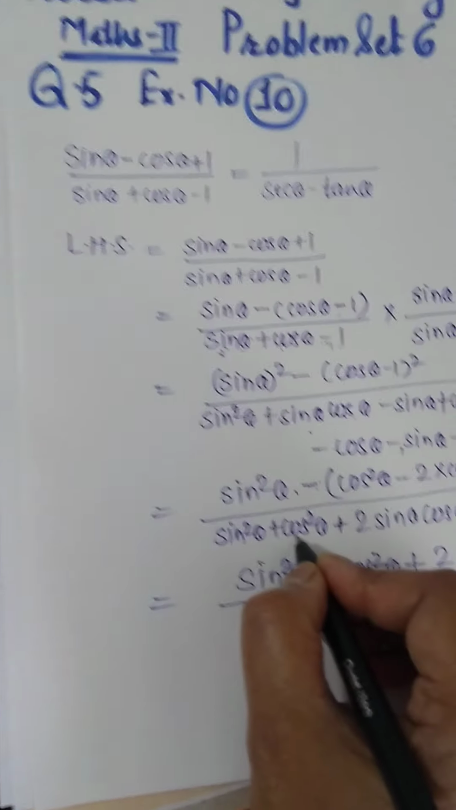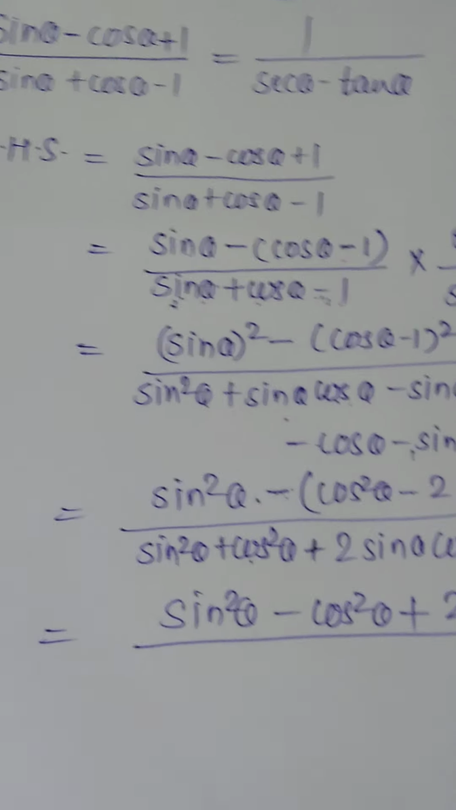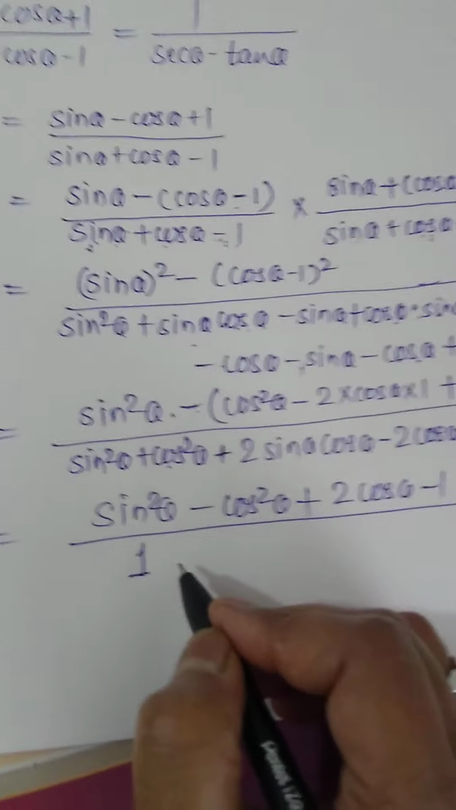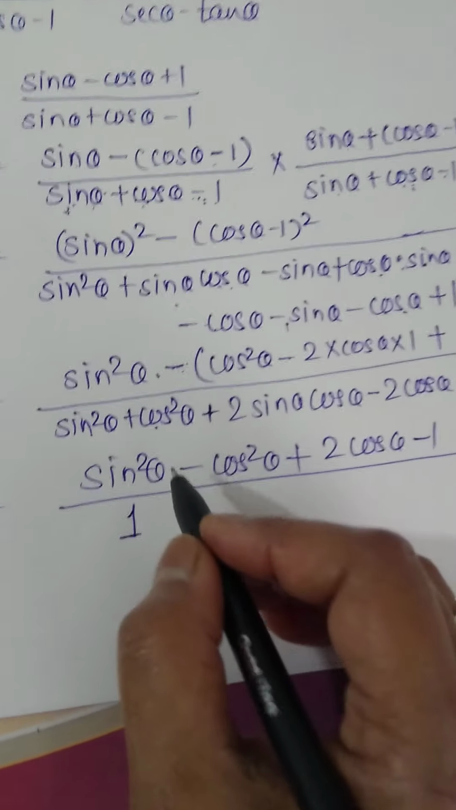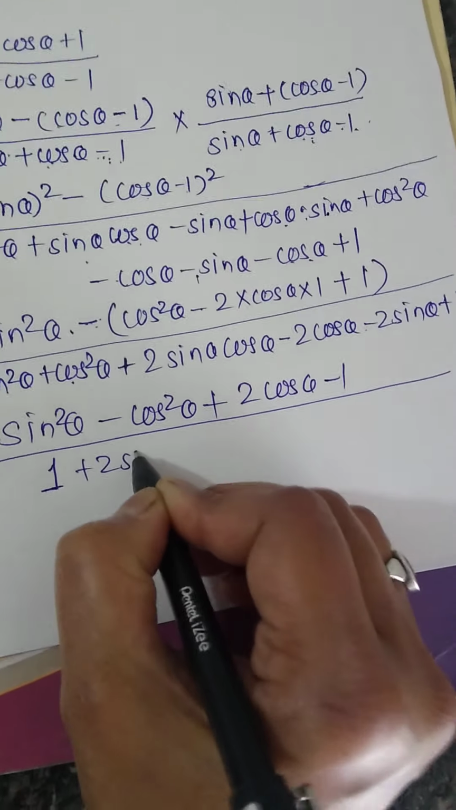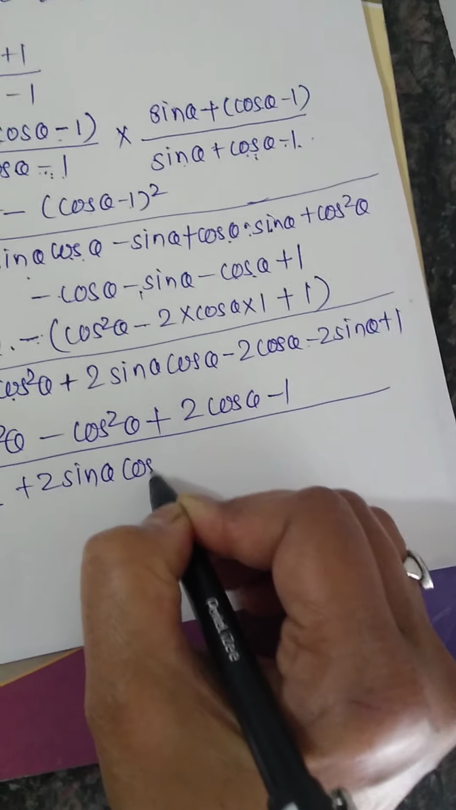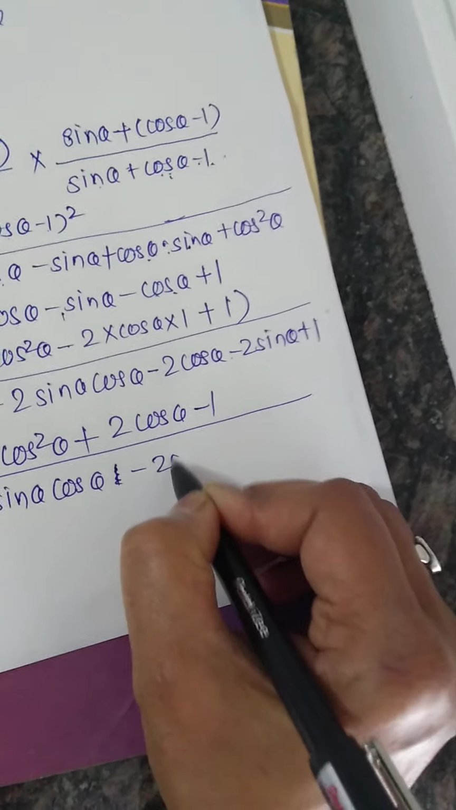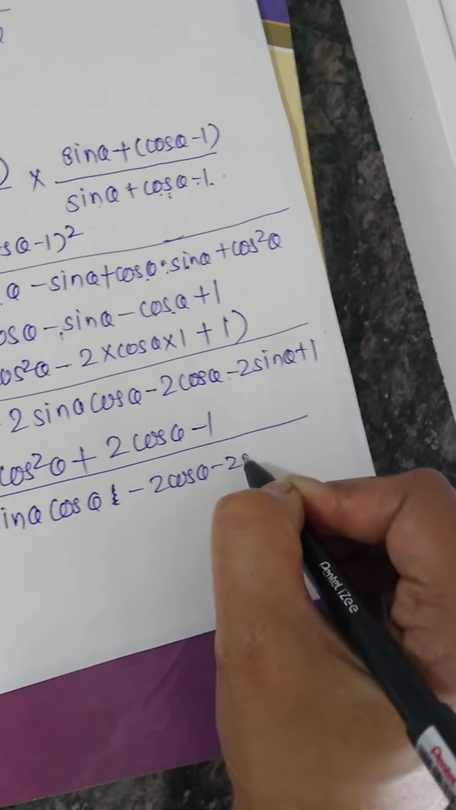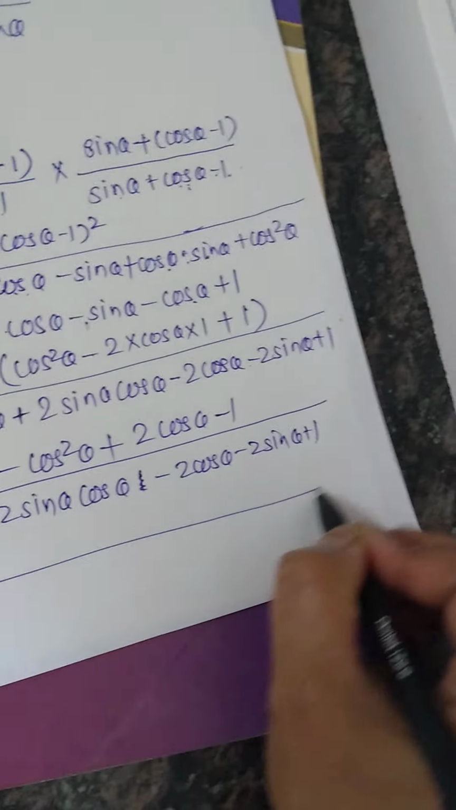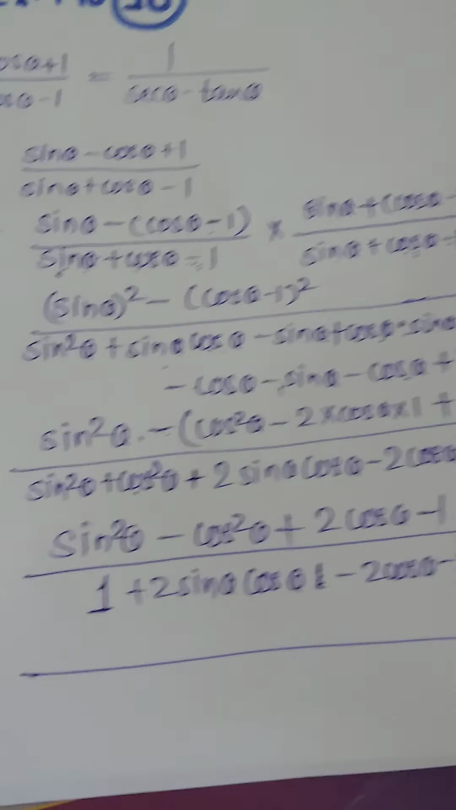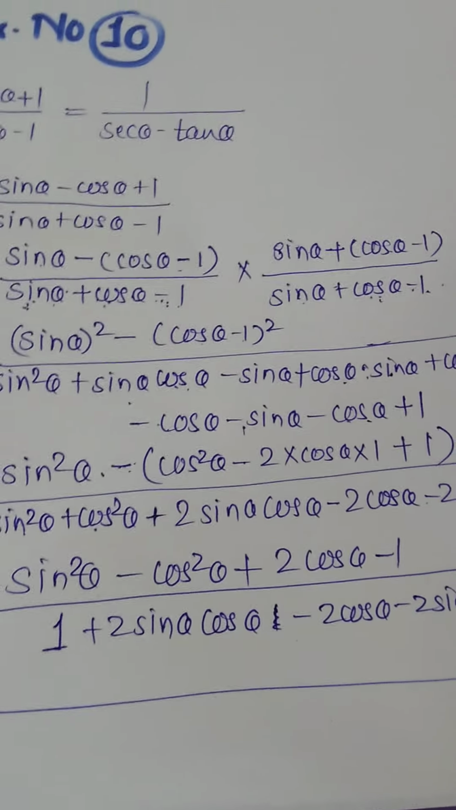sin²θ + cos²θ. By this identity, the value of sin²θ + cos²θ is equal to 1, plus 2 sinθ cosθ, minus 2 cosθ, minus 2 sinθ, plus 1. Now we can write here sin²θ minus cos²θ plus 2 cosθ minus 1.